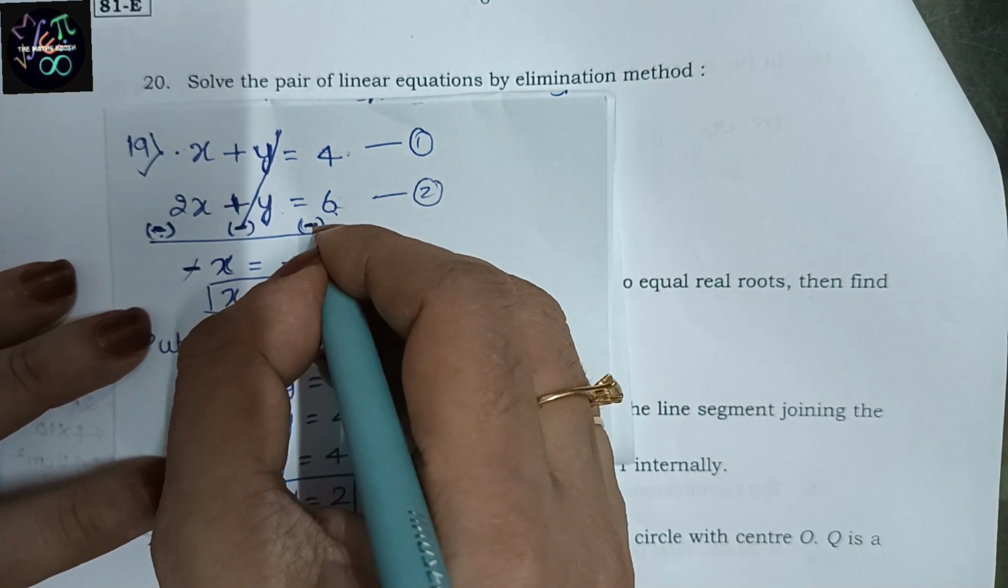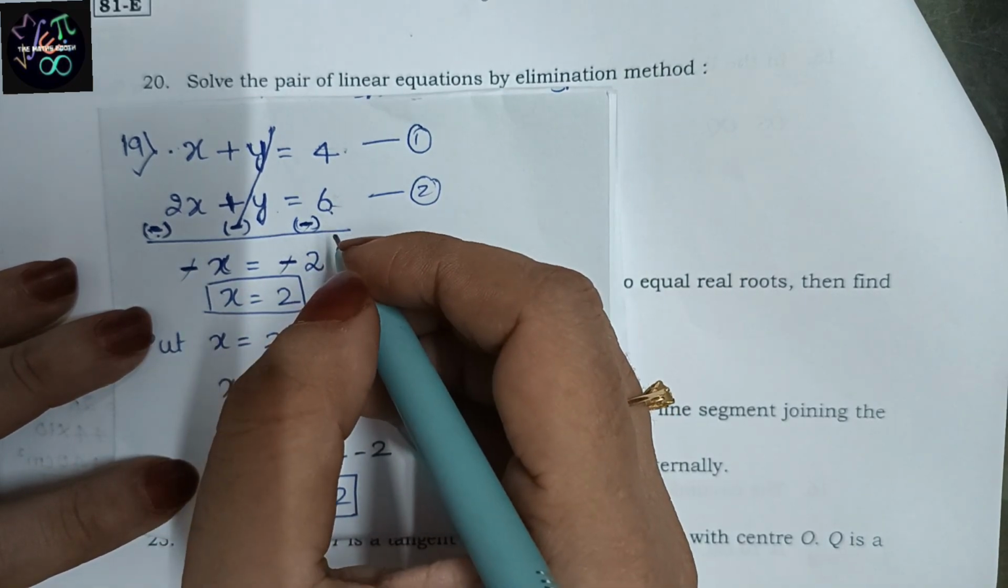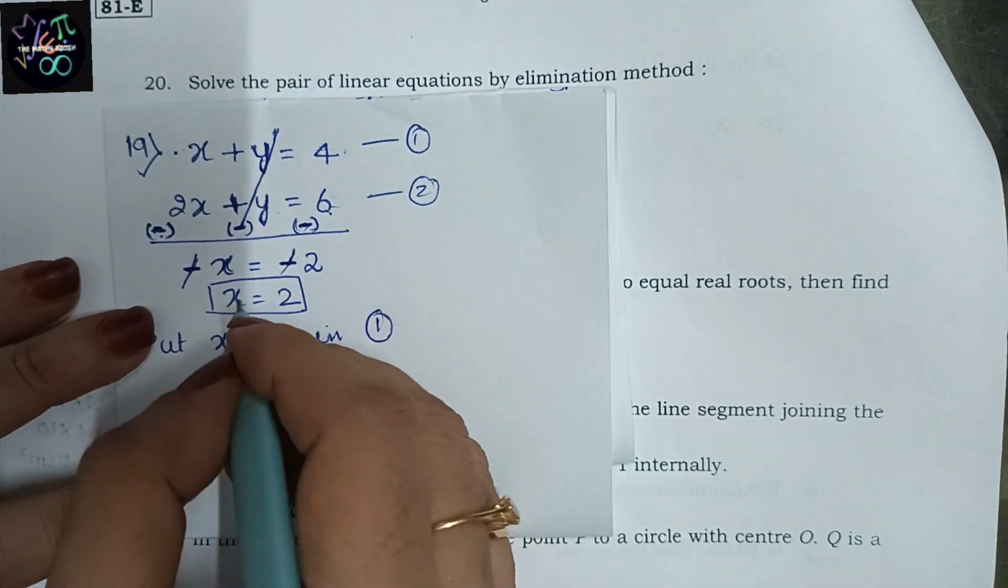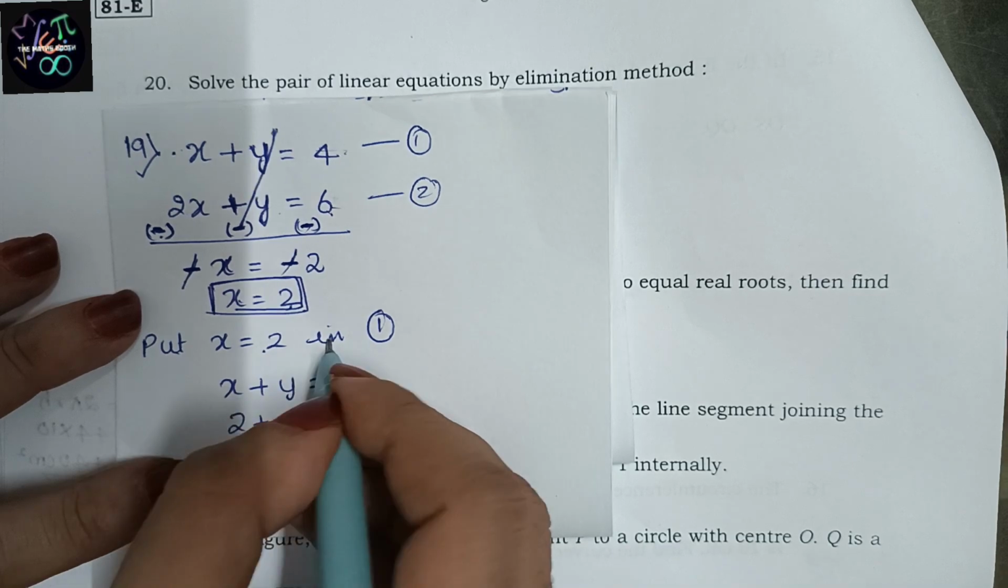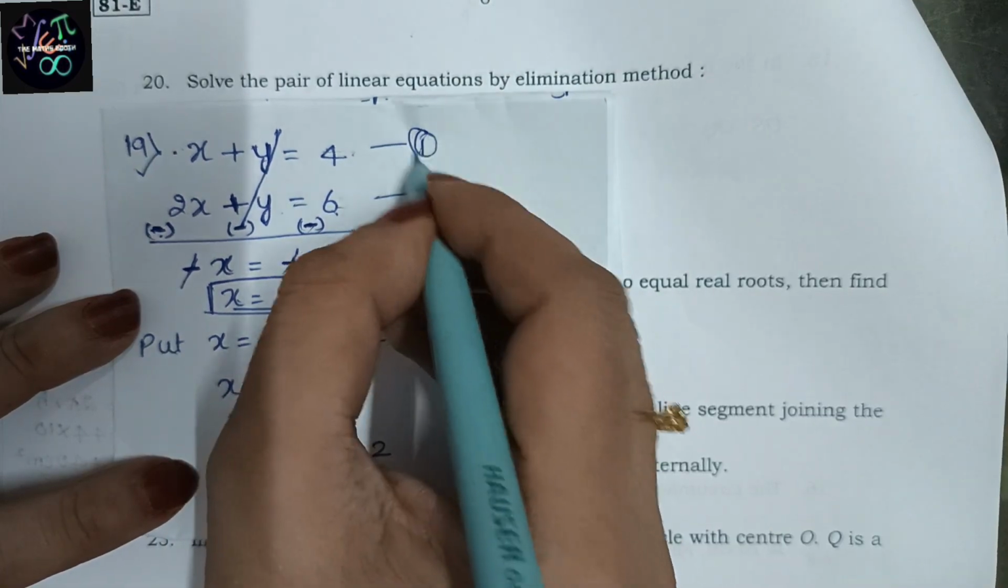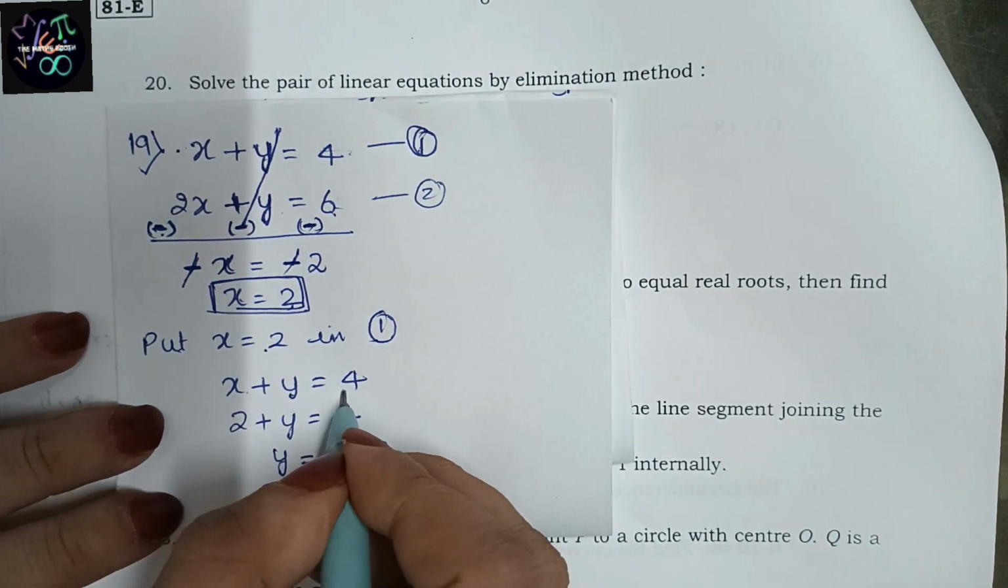And the bigger number is minus, so minus I kept as it is. Now both sides minus got cancelled and x is equal to 2. Now we got x value as 2. Put x equals 2 in any one equation. I will take equation 1. So x plus y is equal to 4.